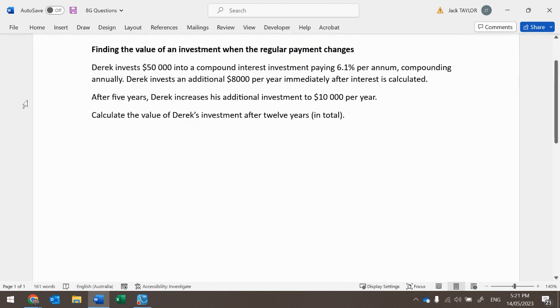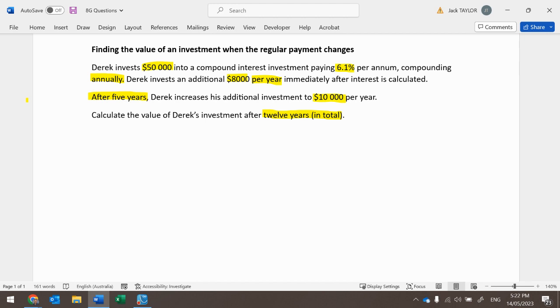All right, so in this one we've got Derek. He's invested $50,000 into a compound interest investment, paying 6.1% per annum, compounding annually. Derek invests an additional $8,000 per year immediately after interest is calculated. After 5 years, Derek increases his additional investment to $10,000 per year. Calculate the value of Derek's investment after 12 years in total.